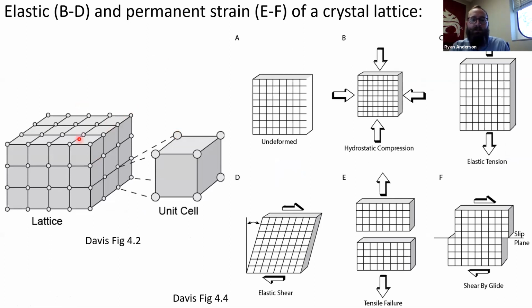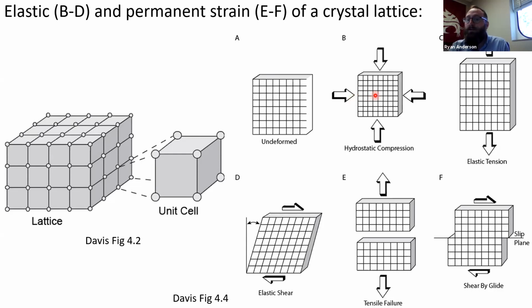here's our crystal lattice, here's a unit cell, up here in figure A, we have an undeformed crystal lattice. And if we subject our crystal lattice to stresses, it can respond elastically, meaning it can dilate or expand. And if we let off those stresses, as long as it's behaving elastically, it recovers its original shape. So all of the strain is recoverable.